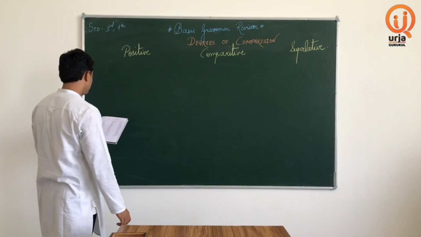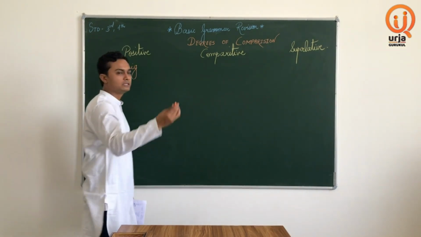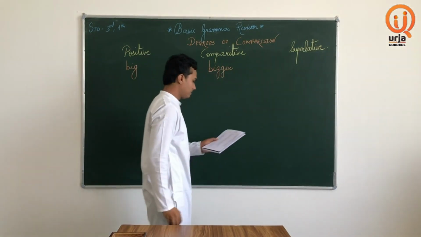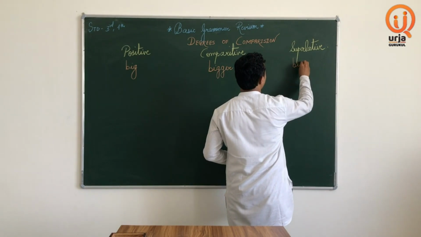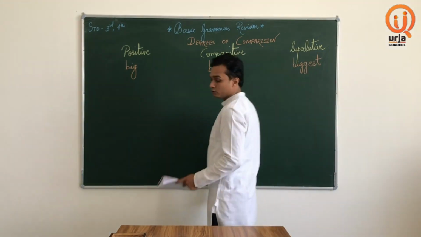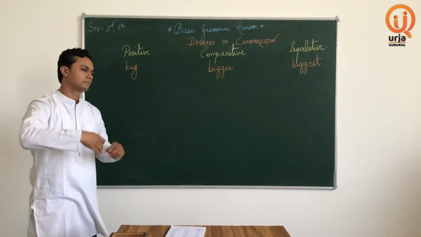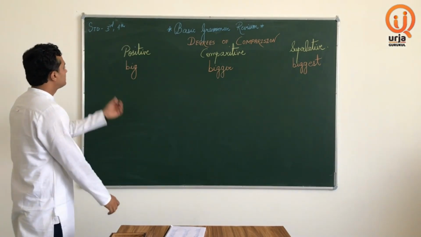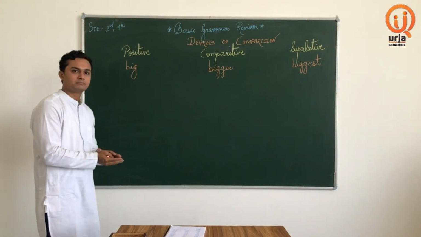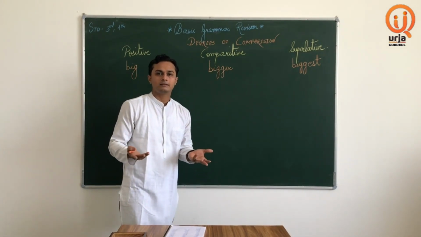The first example that we are going to discuss is the simplest. Big. Guess what is the next? Yes, bigger. Biggest. So, look at the first example here. See, whenever I say big, it is the basic degree of comparison. My house is big, but your house is bigger than my house.